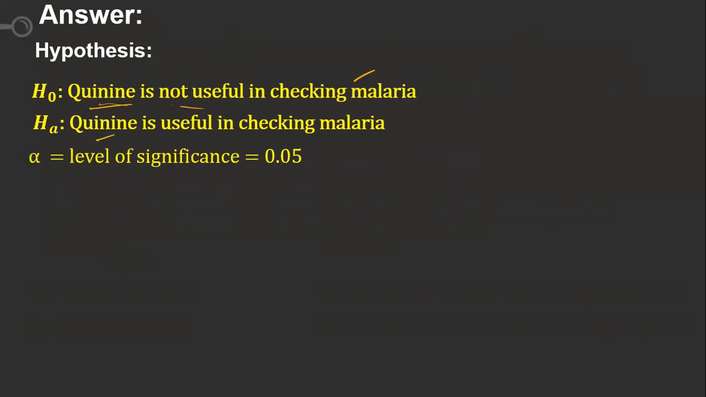Now alpha, as usual, I'm going to take as 0.05. In all the sums we have taken it because it is not given, so we have to take it as 0.05. Sometimes it will be taken as 0.01 also, as I told you. So we can keep it in mind. Now how to proceed here?